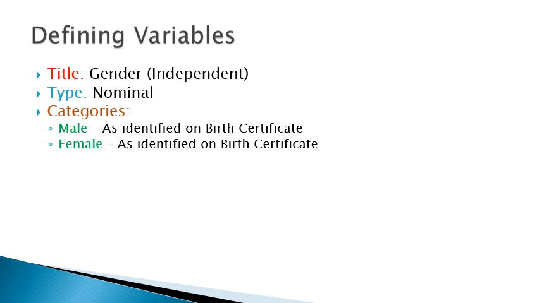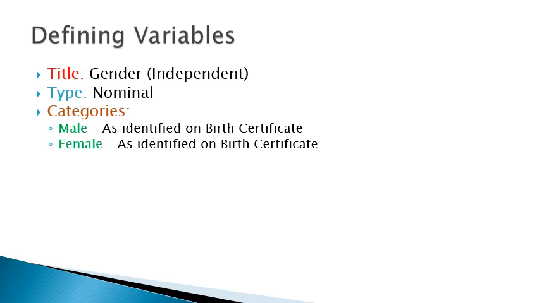It is up to you, the researcher, to decide how you want to define your variables. You can also say it not as what it is on the birth certificate, maybe what it is on the driver's license, or you can ask them to self-identify. So it just depends how you want to define the variable, but each category has to be clearly identified.